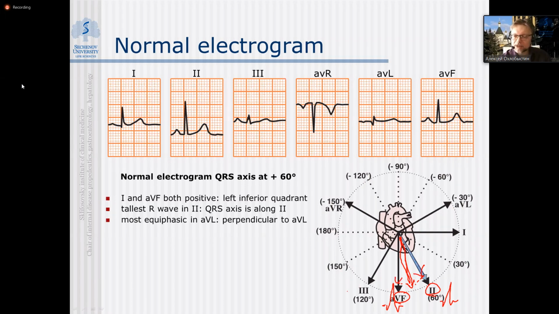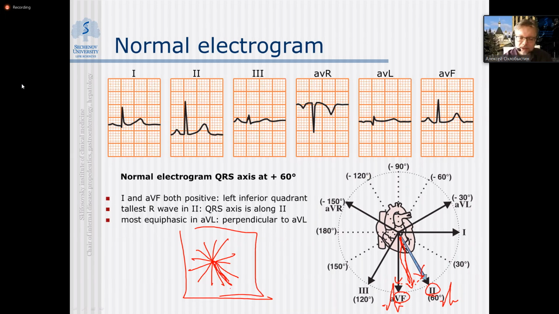Okay, so it's just like geometrics. The only difference is that instead of two axes, we have an additional four. Same plane, same planimetrics, some certain direction of the vector. We need to project it to the axis of the leads, and that's how we can explain what will be shown in the ECG.